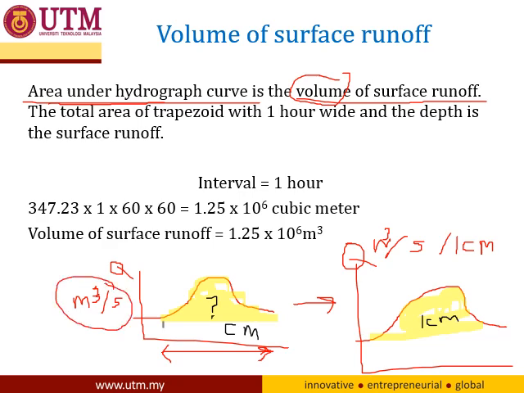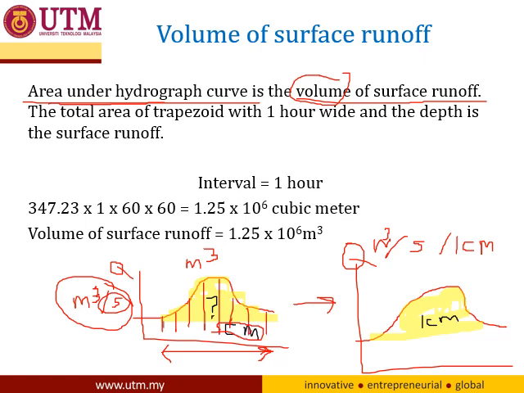This meter cube per second multiplied by second, you will get meter cube. But we don't want meter cube. We want it in the unit centimeter. So what you do is here. The total area of trapezoid with 1 hour wide means that if you make it in a trapezoid form, like this, like this.